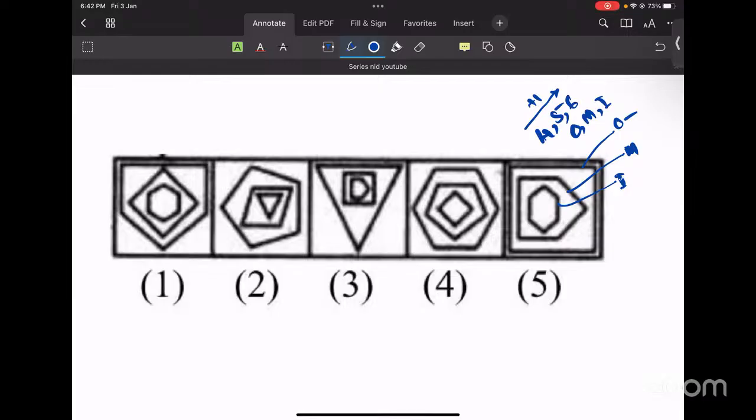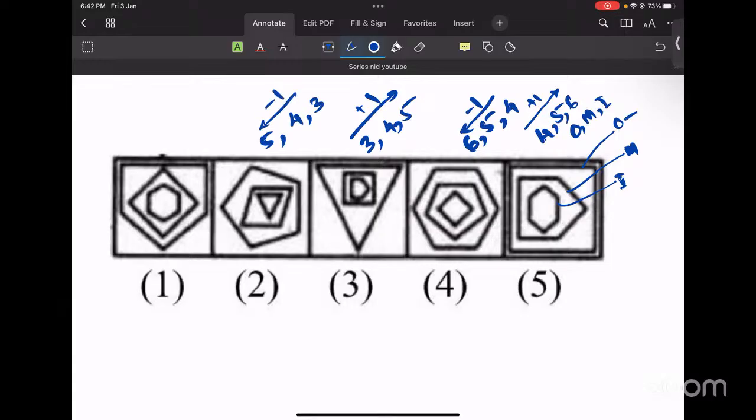So this is like 6, 5, 4. I can find a decrease of 1. Now 3, 4, 5. See here, it is a clear increase. 5, 4, 3, so a clear decrease. Everywhere the difference between the sides is always 1. So we got confused, so +1 or -1.